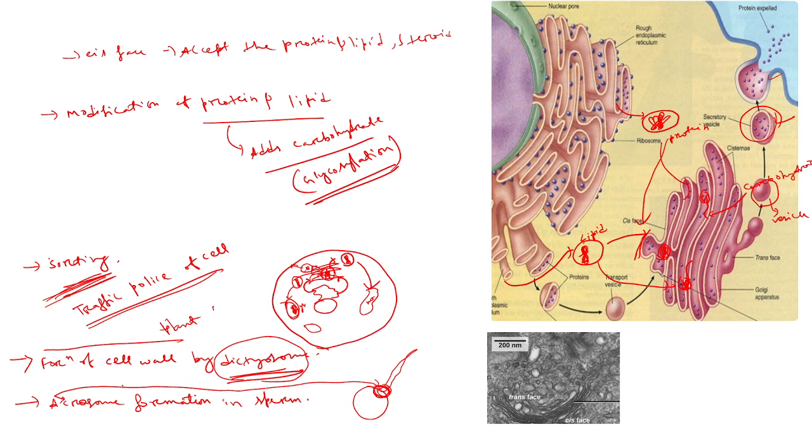So these are the main functions of the Golgi. That means it accepts the protein and the lipid, and after accepting, it modifies them by adding carbohydrate, a process called glycosylation. Then cell sorting, that means it decides which protein or lipid should go where. The next one is that it helps in the formation of the cell wall by the dictyosome, and another is that it helps in the acrosome formation in the sperm. Okay, so this is all about the Golgi apparatus.